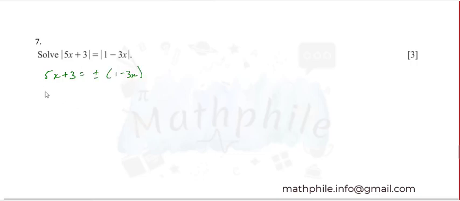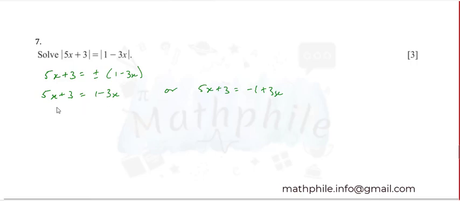We can then split this into two different equations. So 5x plus 3 is equal to 1 minus 3x, or 5x plus 3 is equal to negative 1 plus 3x. So I just multiply through with the negative and you get negative 1 plus 3x. We now move this negative 3 to the other side of the equation, which is going to be a positive 3.